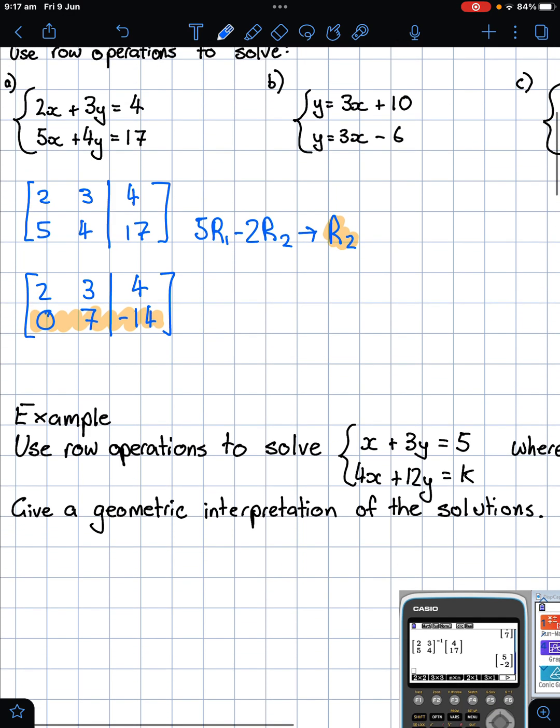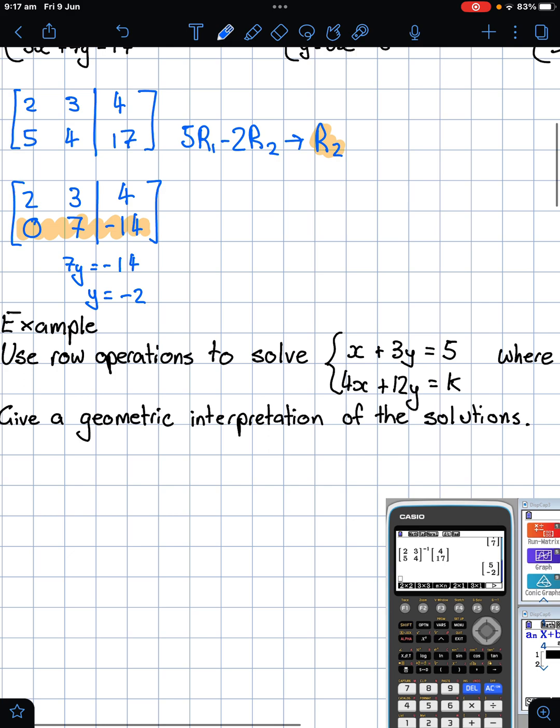Now, in this augmented matrix, this row represents Y, this row represents X here. So we've now got 7Y equals -14. Therefore, Y equals -2, 14 divided by 7. We can then sub this in the row above it, and I'm a bit short on room here, so I'm going to just do this as 2 plus 3 times -2 equals 4.